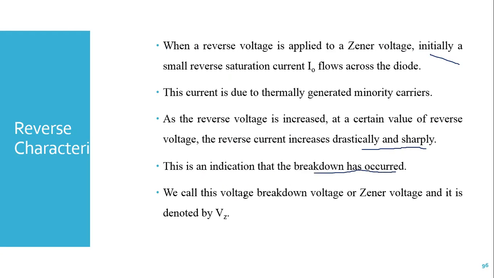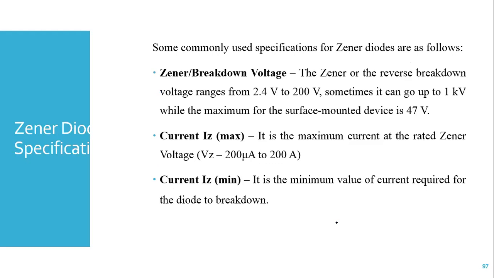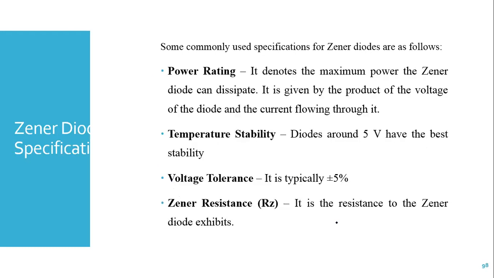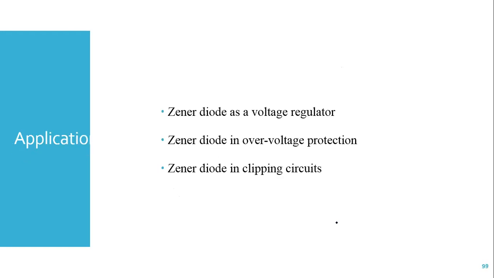Okay, so we call this voltage as a breakdown voltage or Zener voltage, and it is denoted by Vz. Okay, so this is all about Zener diode.